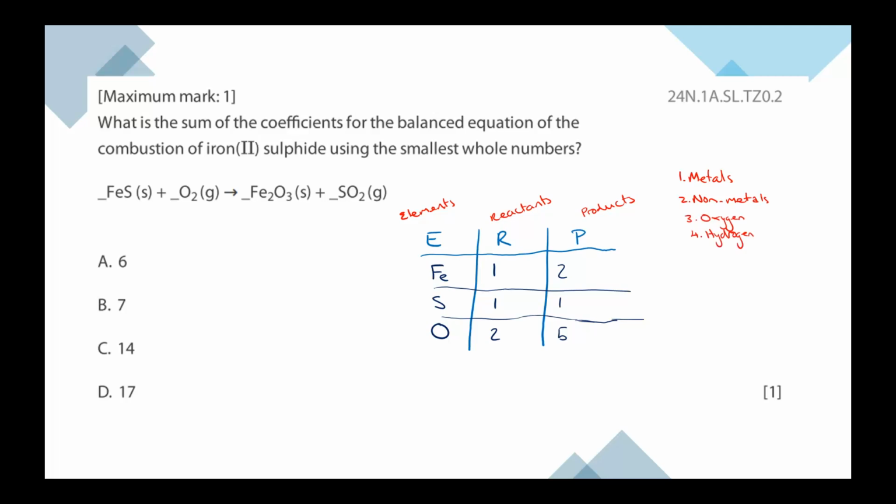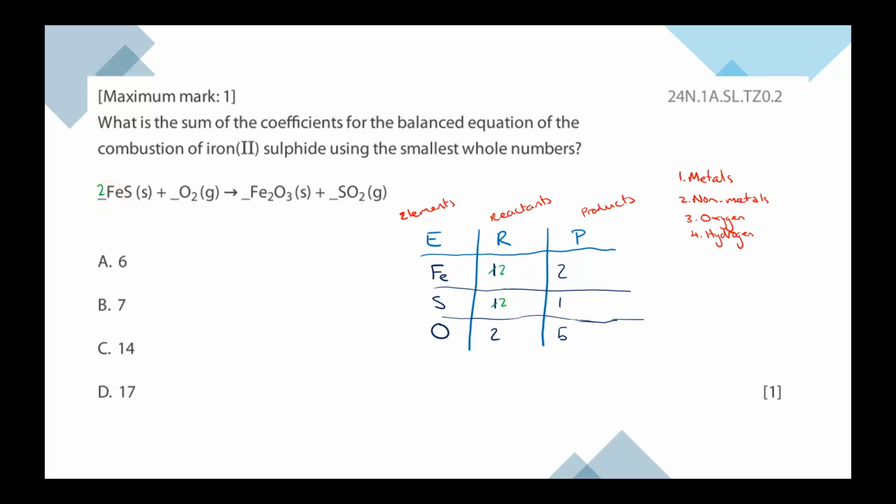Now, as I said, there's an order that we balance: metals, non-metals, oxygen, hydrogen. I know that hydrogen and oxygen are non-metals, but we separate them out just to make it easier. That's just the good order to do it in. So we want to balance our iron first. We have 2 iron on the product side, 1 iron on the reactant side, so we just multiply it by 2. And then we update our table to reflect that. So we now have 2 irons, but we also have 2 sulfurs. You'll see our sulfurs were already balanced, but now they're unbalanced, but our irons are sorted.